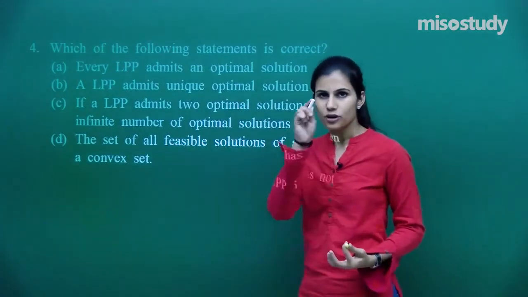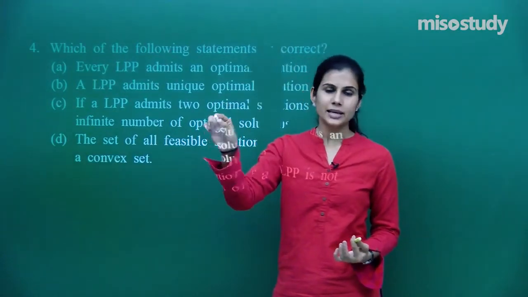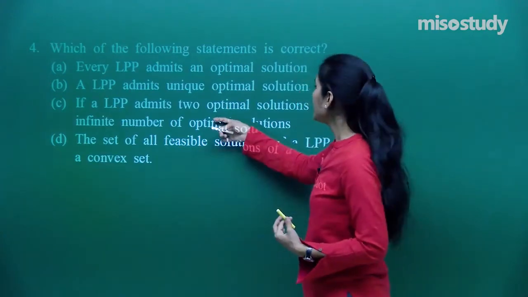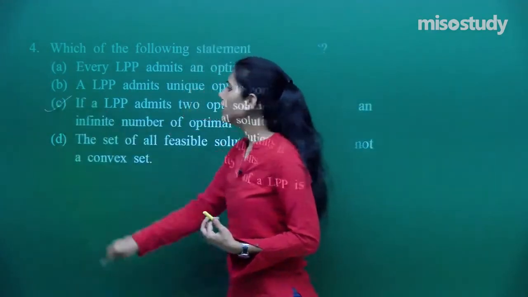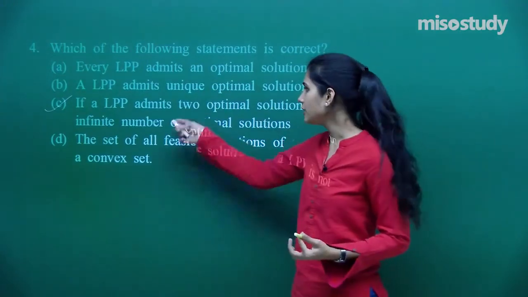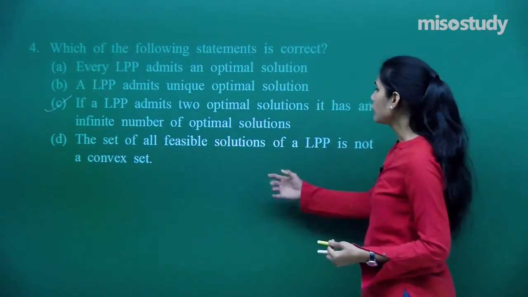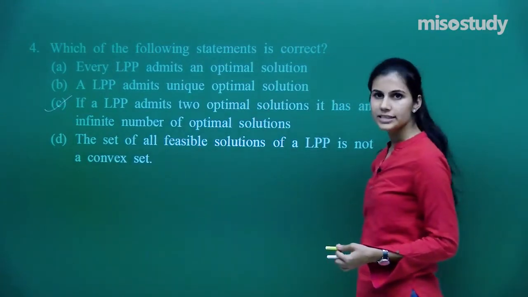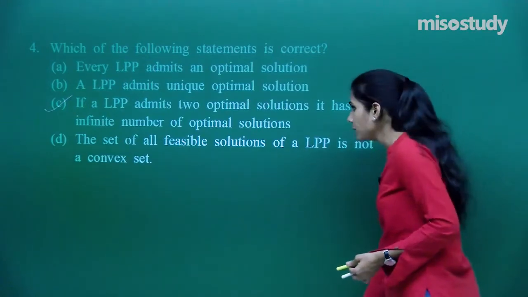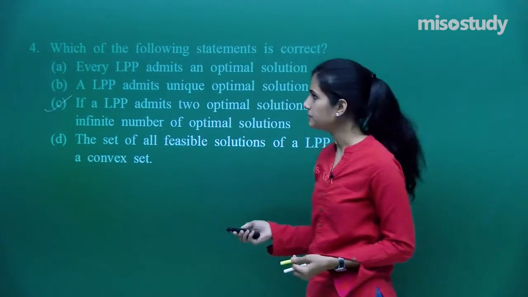If an LPP consists of two optimal solutions, then it has infinitely many optimal solutions. This is true. If you have two optimal solutions, then all the points on the line segment joining those two optimal solutions are also optimal solutions. So there are infinite number of optimal solutions. Clear? And then it is written the set of all feasible solutions is not a convex set, which is false. We have done this as a theorem that the set of all feasible solutions of an LPP is definitely a convex set. In fact, it's a convex polygon.